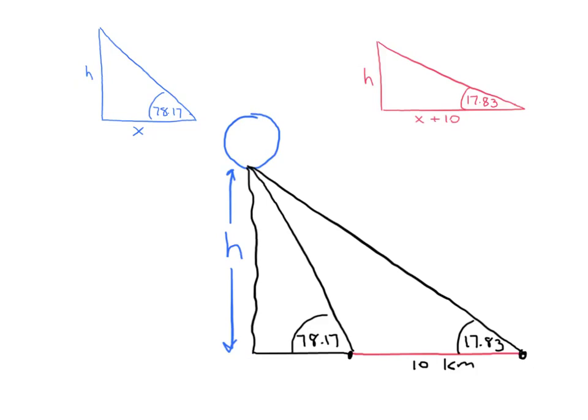There's also a second triangle which runs with these boundaries, and I'm showing that above here in red, and it also has an opposite side of h, the unknown variable, and its adjacent side we know to be 10 kilometers more than the adjacent side of the blue triangle. So its adjacent side is x plus 10 kilometers. And as we said before, the angle of elevation is 17.83.